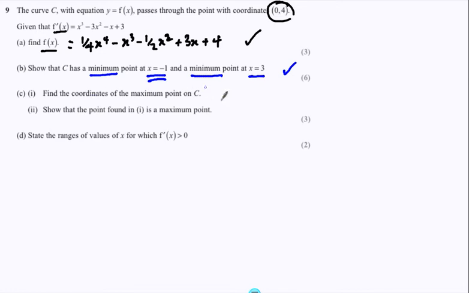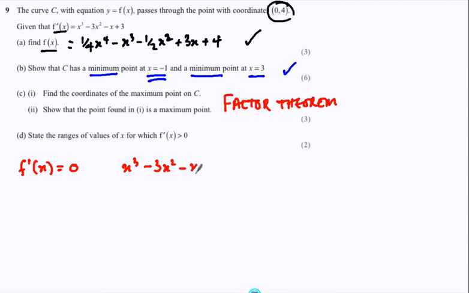A maximum. Now this one, strangely, what's going on here. There's a number of ways to do it, but one of the best ways to do this is to use the factor theorem, because what we're looking for here is values of f dashed of x equals 0. Now we already know 2 zeros because we've been given those 2 minimums. We've got to find the third.